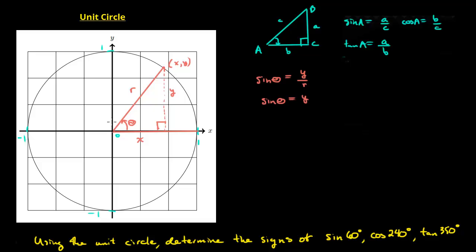Now, the cosine of theta would be equal to the x coordinate divided by the radius. And since this is a unit circle, the cosine of angle theta would just be equal to x. And the tangent of theta would just be equal to the opposite side length divided by the adjacent, so just y over x.